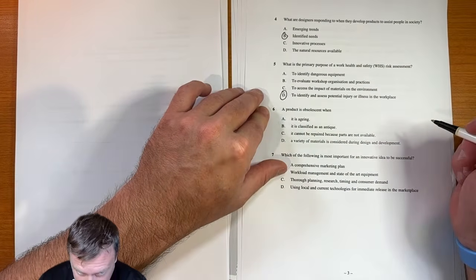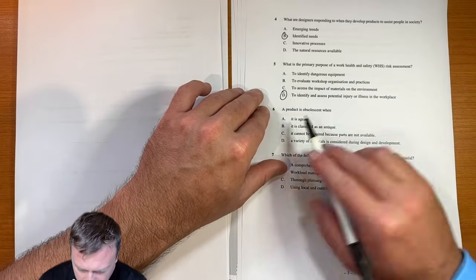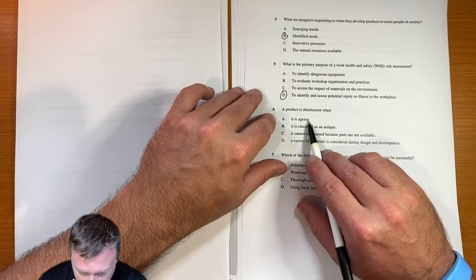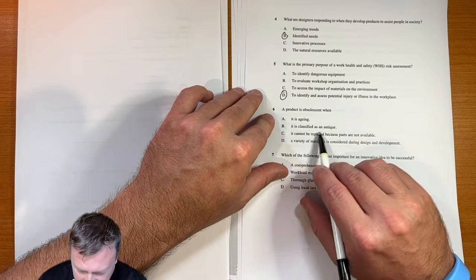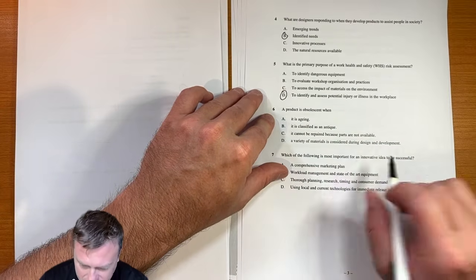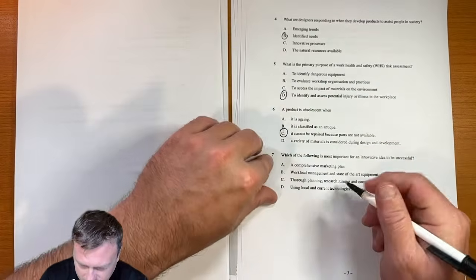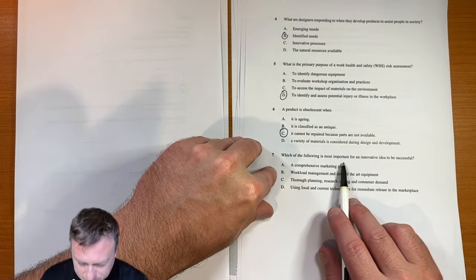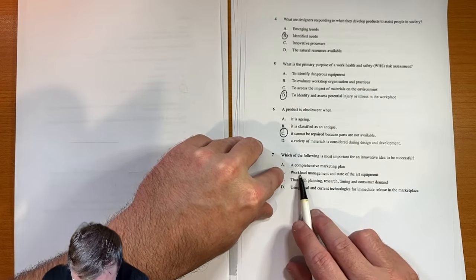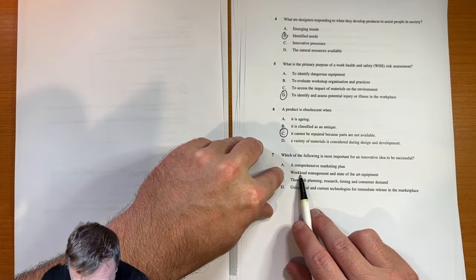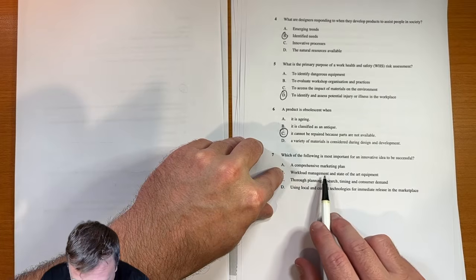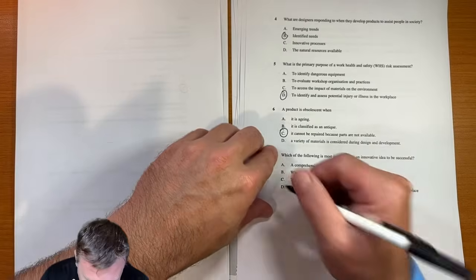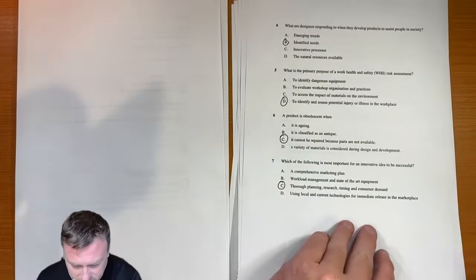And then we've got 6. A product is obsolete when it is aging, is classified as antique, or it cannot be repaired because parts are no longer available. That would be C. 7, which of the following is the most important for an innovative idea to be successful? A comprehensive marketing plan, workload management, and state-of-the-art equipment, or thorough planning, researching, timing, and consumer demand. It would have to be C for that one.